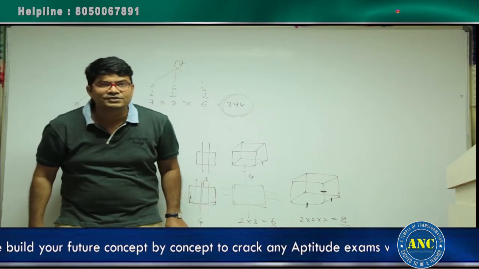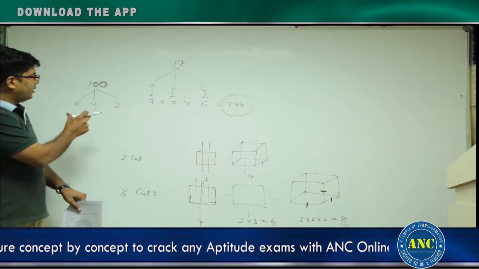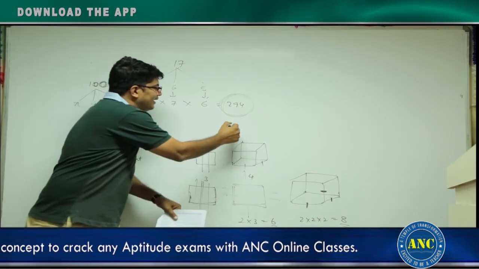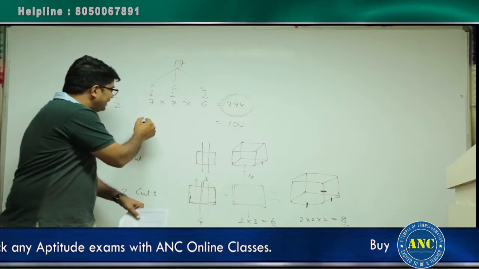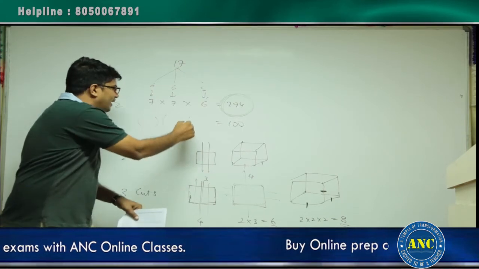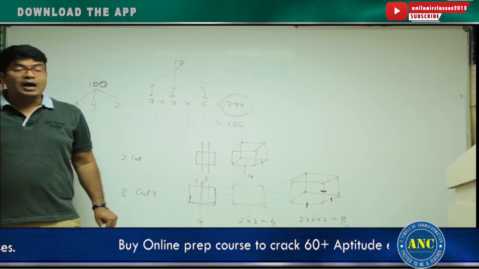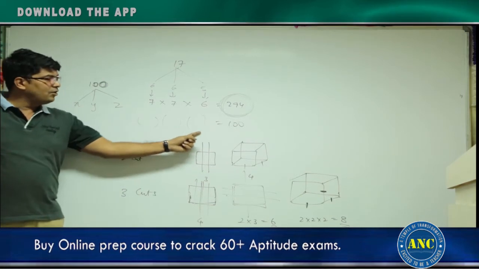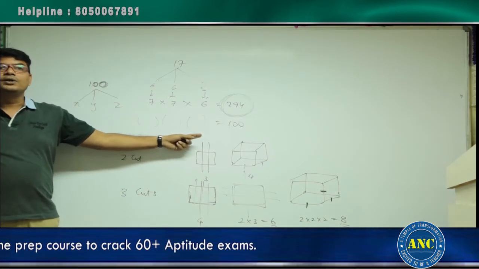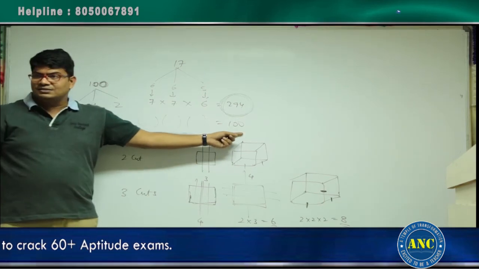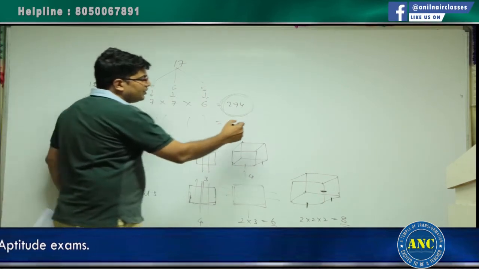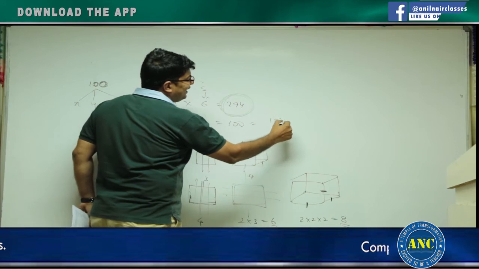Now how many identical pieces do you want? 100. So if you want 100 identical pieces, that should be a multiplication of some x into y into z. I'm not aware of those values, so how will I do it? I need to factorize this. Good students know 100 is nothing but 10 into 10.